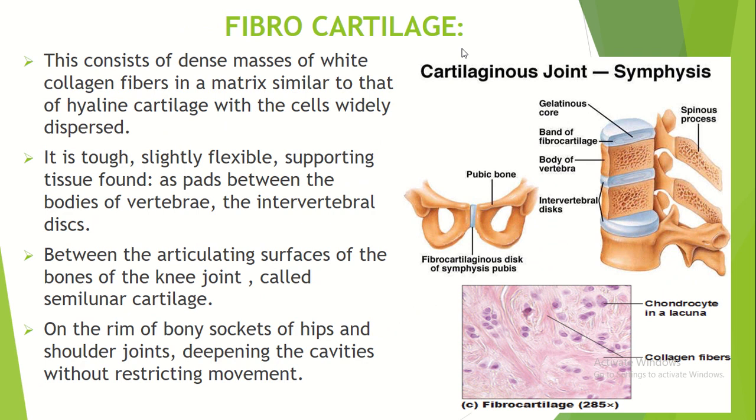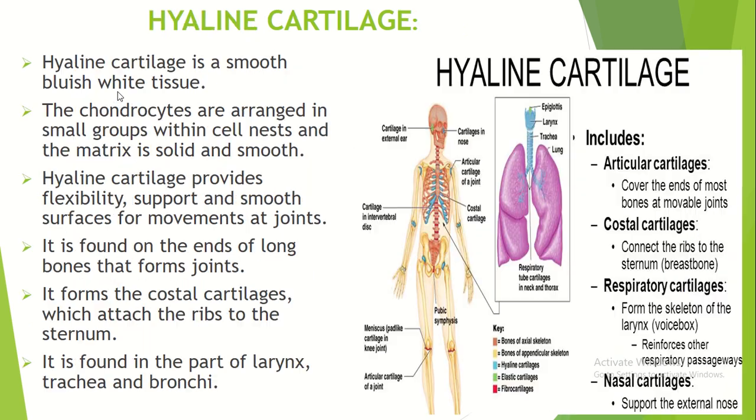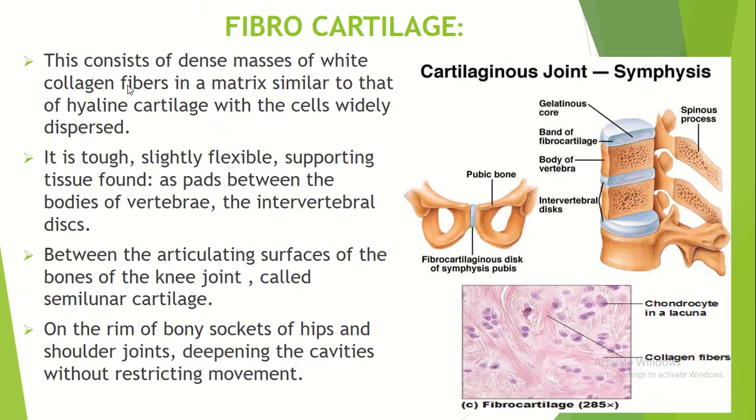And the next one is the fibrocartilage. There we can see a greater amount of fibrous tissue present. This consists of dense masses of white collagen fibers in a matrix similar to that of hyaline cartilage, with cells widely dispersed. So similar to the hyaline cartilage, the cells are widely dispersed, but it consists of dense masses of white collagen fibers. It is tough, slightly flexible, supporting tissue found as pads between the bodies of vertebrae, the intervertebral discs.